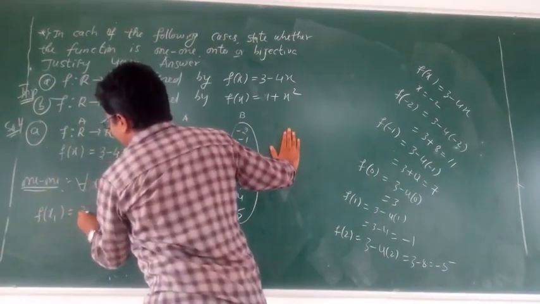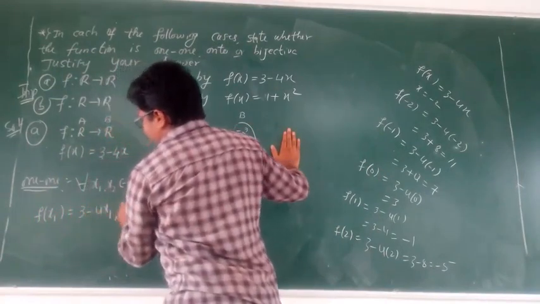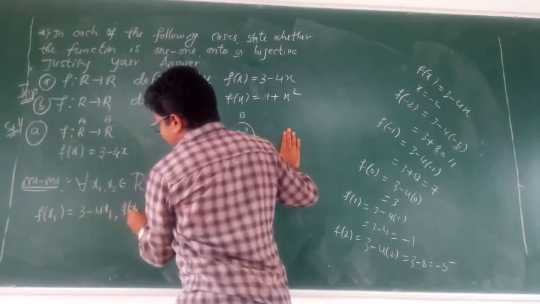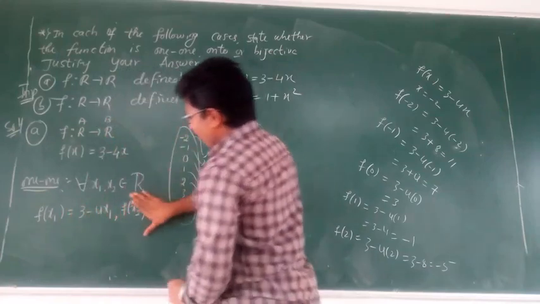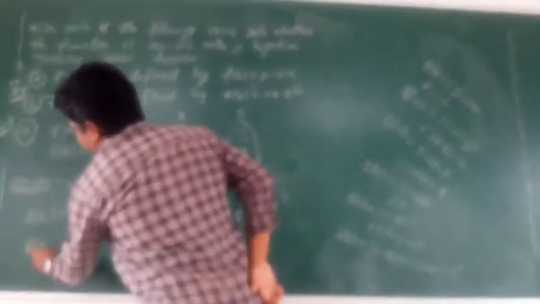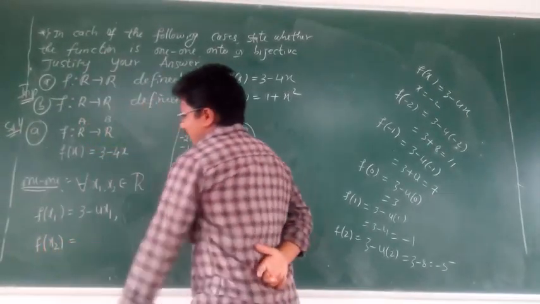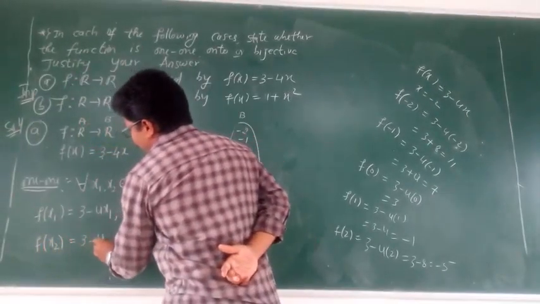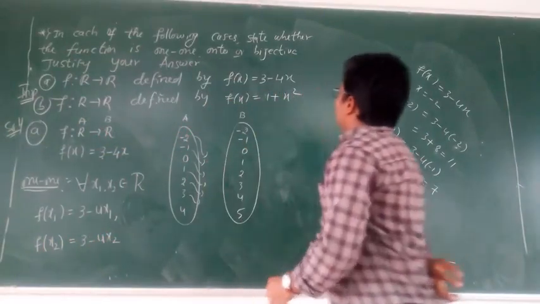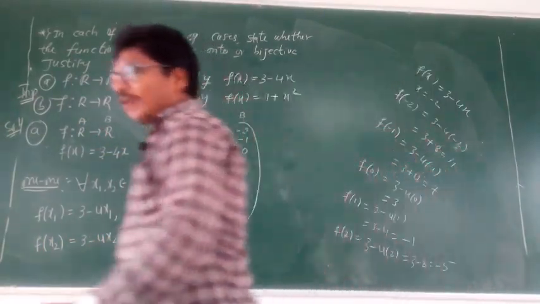And f of x1: in the placement of x, we should fill x1. What happens? 3 minus 4x1. Next, in the placement of x, we should fill x2. What happens? f of x2: in the placement of x, fill x2. 3 minus 4x2. Okay na? Fill those values. f of x1, make equal both of them.